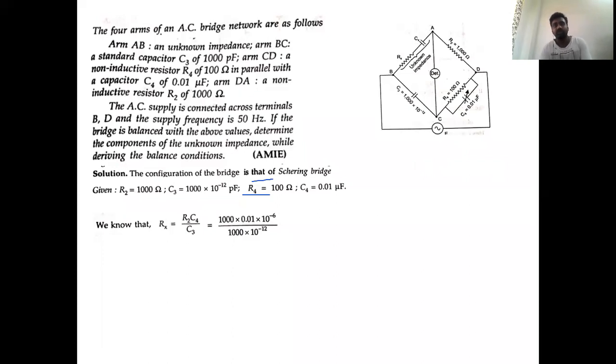Someone got 0.01 into 10 to the power of 6. I myself got 0.01 into 10 to the power of 6, that is 0.01 megaohms. Next, calculate the value of Cx. Cx is equal to R4 C3 divided by R2. What is the value of R4? 100 ohms. What is the value of C3? 1000 into 10 to the power of minus 12. What is the value of R2? 1000 ohms. What is the value of capacitance we got?